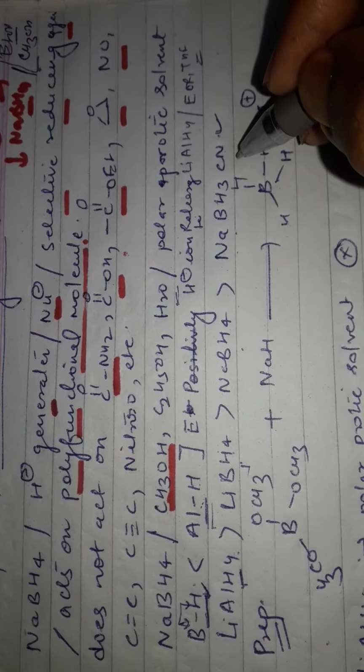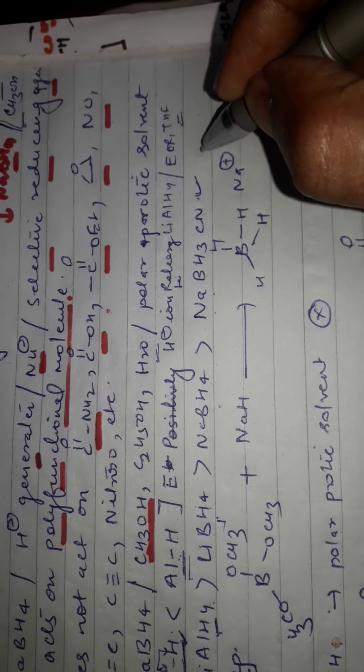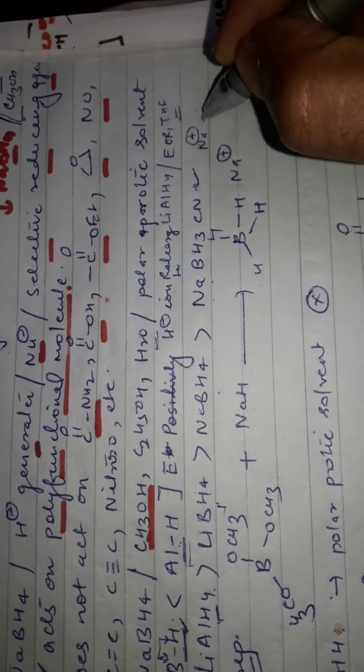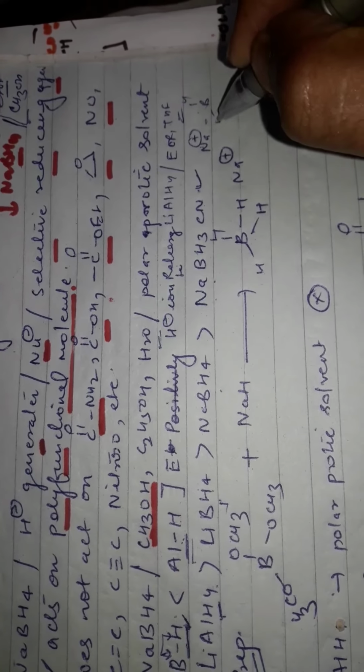And why is it a poor reducing agent? You can see BH3, this is Na+, and this is BH3, and it is attached to CN.